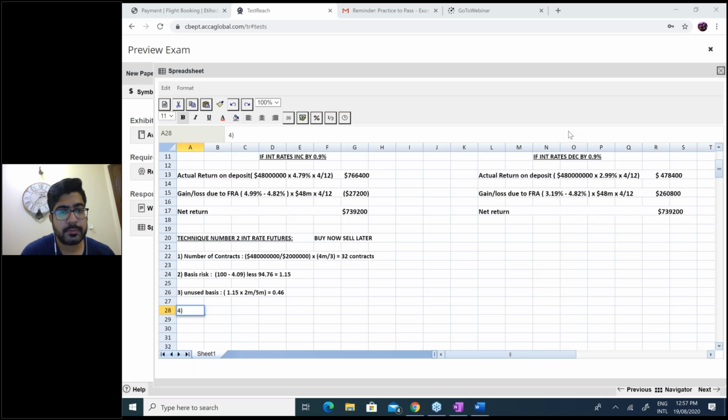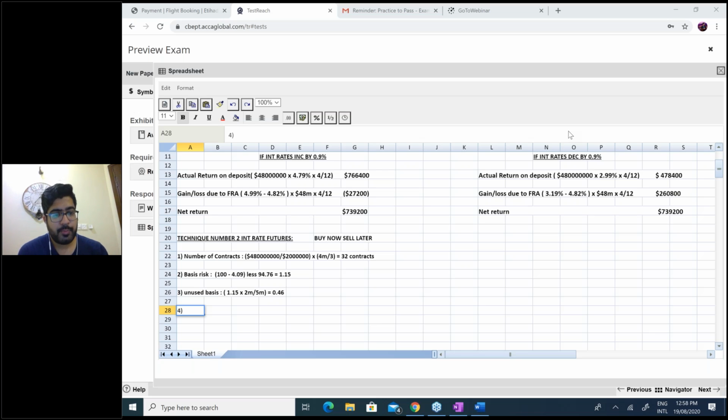Yes, Arun, you can do that. For us, basis risk is just the spot minus LIBOR less the futures price. Basis risk is the commission of the broker. Okay, I'm just repeating this 2 and 5 again.